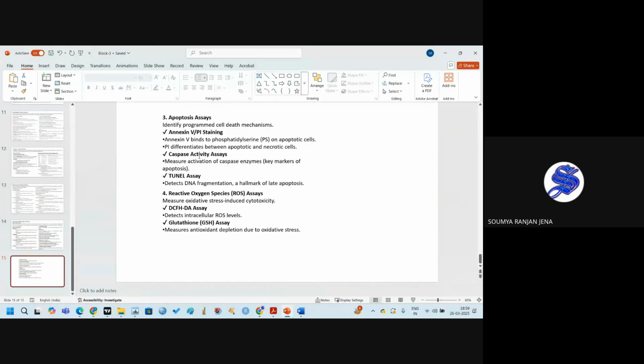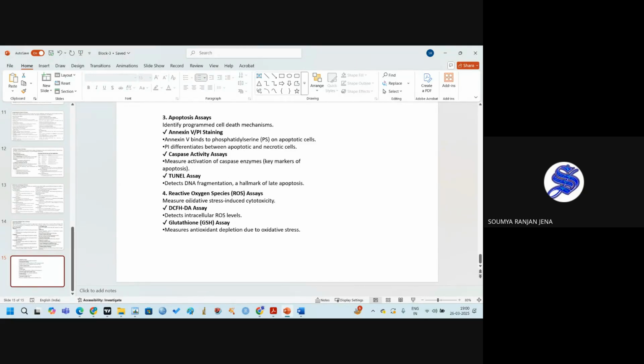Then we described the caspase apoptotic assay, and sometimes we use the TUNEL assay to detect DNA fragmentation, because P53 detects DNA fragmentation. If P53 is mutated, we cannot know whether the DNA is fragmented or not. Then we do the TUNEL assay, and we can see whether the DNA is broken or mutated or not by this TUNEL assay.